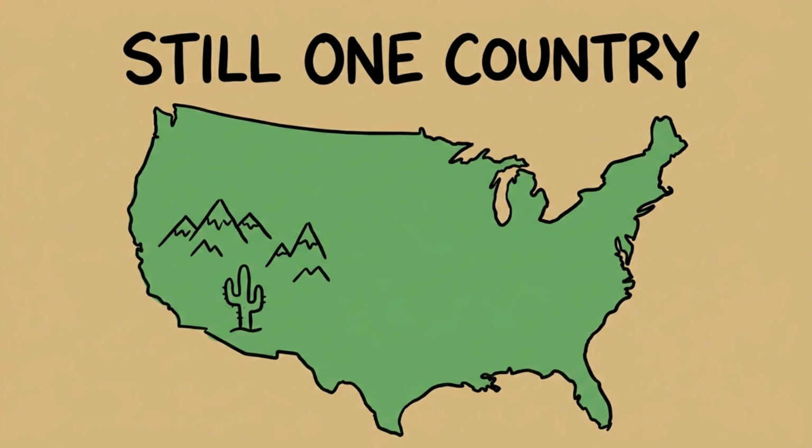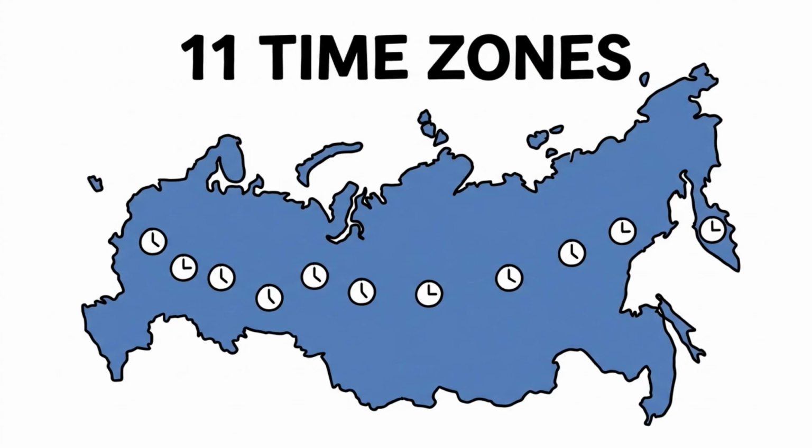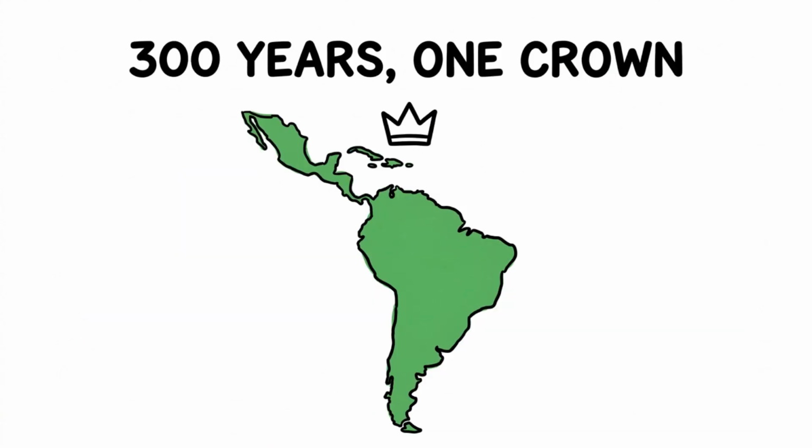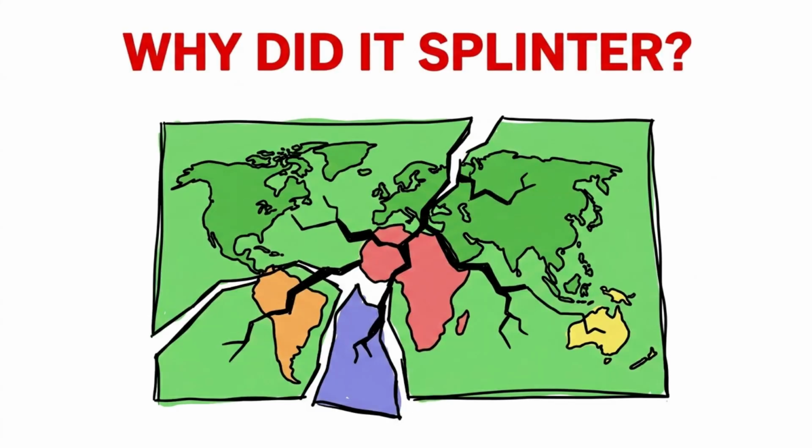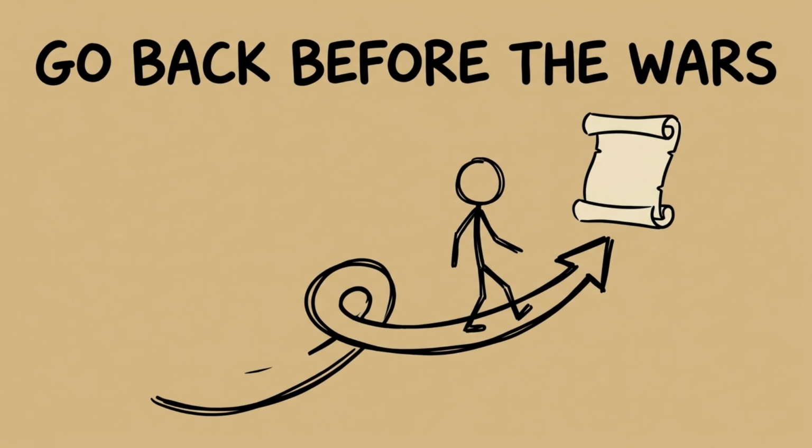So why did Spanish America, a region that shared a language, a religion, and a single crown for 300 years, splinter into so many separate nations the moment independence arrived? To understand this, you need to go back before the wars, before the revolutions, before anyone even used the word Latin America. You need to go back to the way Spain actually ran its empire.